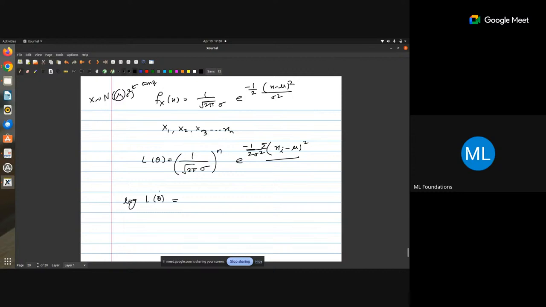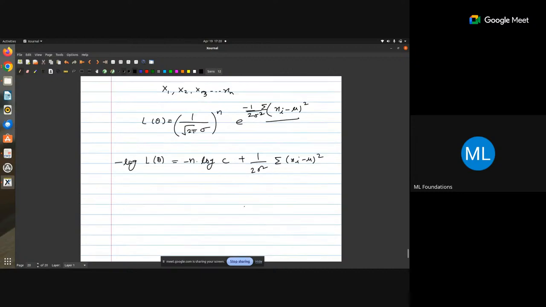So in this case, we are saying that sigma is constant and mu is unknown. We are finding for mu here. So log of this will be what? N into, let's say, log of this constant, plus or I'll say minus 1 upon 2 sigma square summation of xi minus mu to the whole square. So when I say minus, this will become plus. But log of any constant is zero.